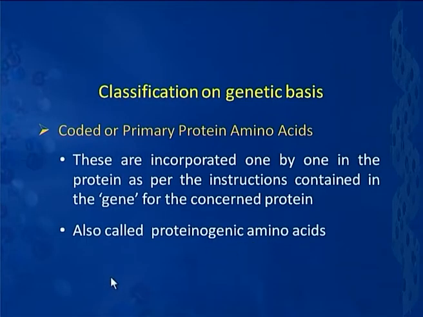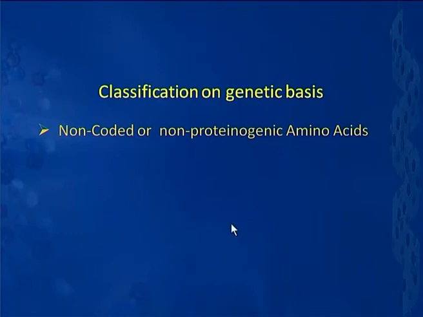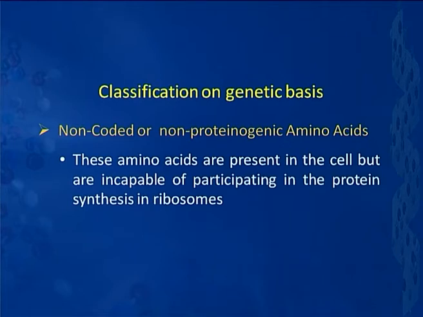I mentioned earlier that a large number of amino acids are there. We talked about 20 amino acids, then there are some other amino acids, and there are many more of them. If I want to classify them, there are 20 amino acids which are coded, because they are the ones which have a genetic code. From the DNA they will be translated into proteins. They will be incorporated in the ribosomes and things like that. They are also called proteinogenic amino acids, that means they are the ones which will be forming proteins. The second class, as is obvious, is non-coded or non-proteinogenic amino acids. These amino acids are present in the cell, but are incapable of participating in protein synthesis in the ribosomes.